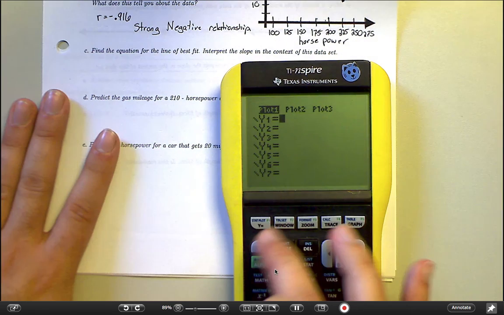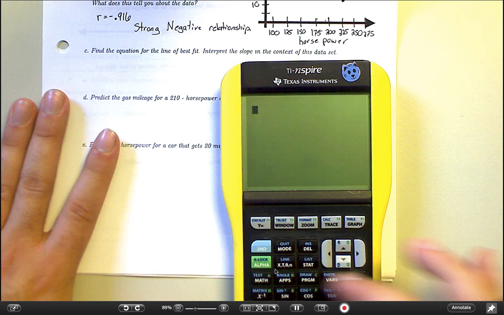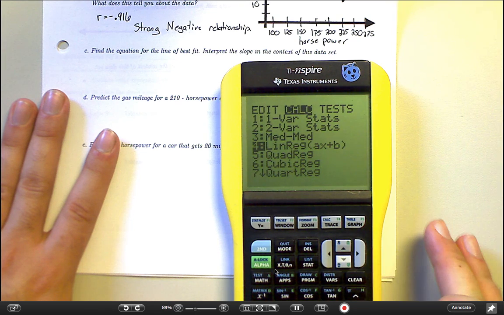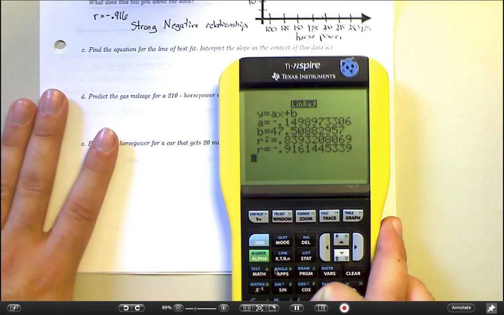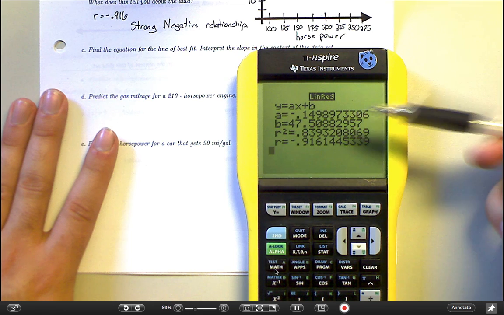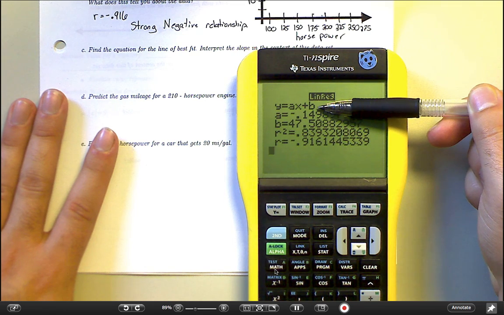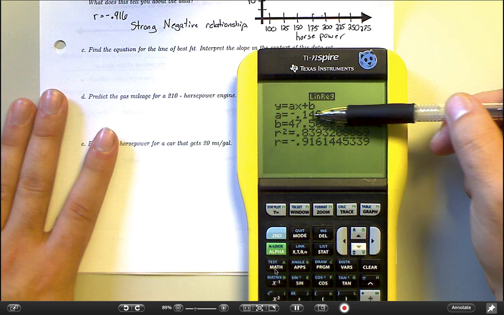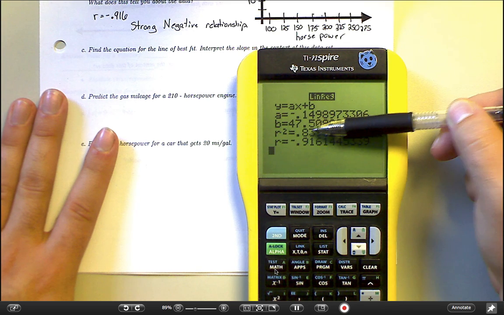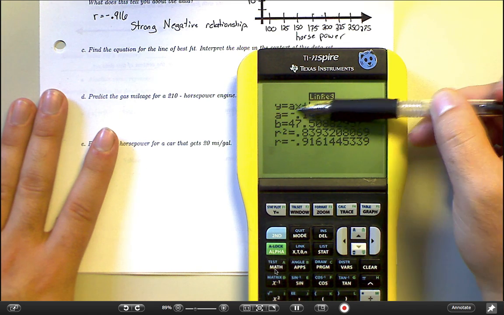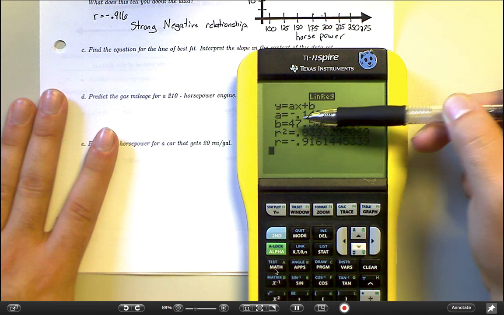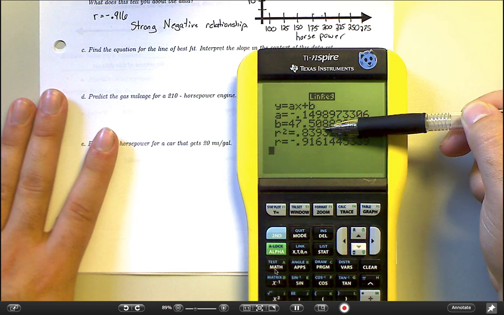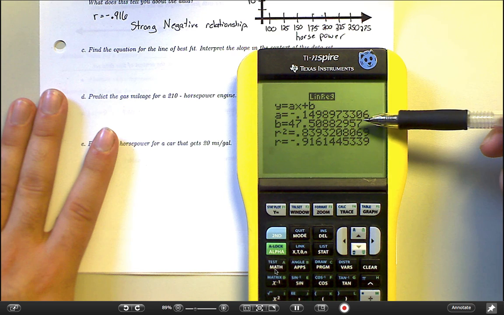So if I go back here, I got a little bit off, and I need to get my linreg back. So here are my values again. If I look right up here at the top, this is my equation, y equals ax plus b. But I have values for both a and b. So what I'm going to do is take this top value and plug that in for a, and I'm going to take the 47.5 and plug it in for b.